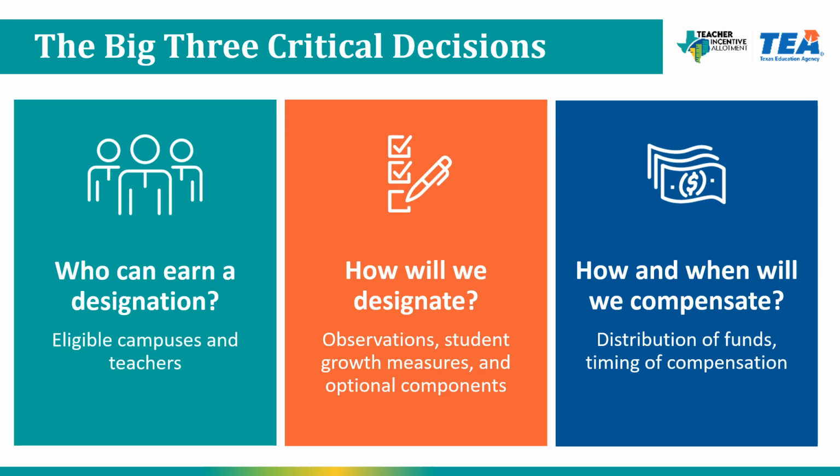As we conclude this session, we want to revisit the questions that your district will need to answer as they prepare their application. Who is eligible? How will they be designated? And how will they be compensated? An aligned rubric is a key part of being able to answer question 2. It's the foundation to the observation component.